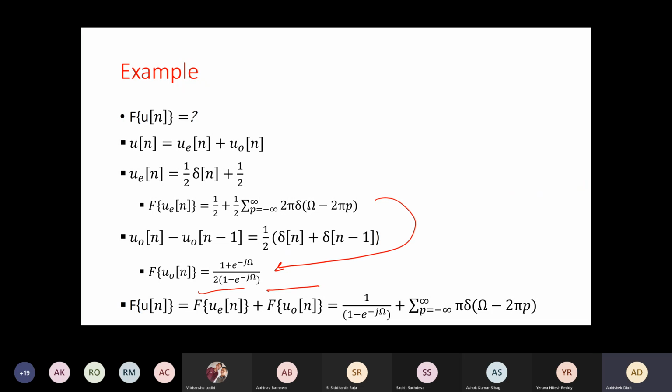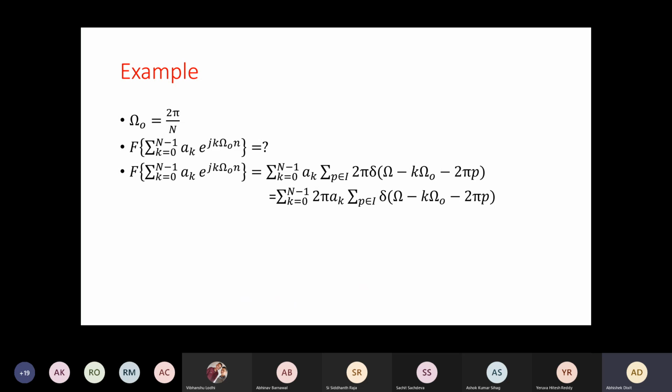Right, so we have to sum up these two things. You can of course add, so I will not explain this. We get this as the final answer, adding these two things. Any confusion? Fine. Okay. So we have computed Fourier transform of un. Good.